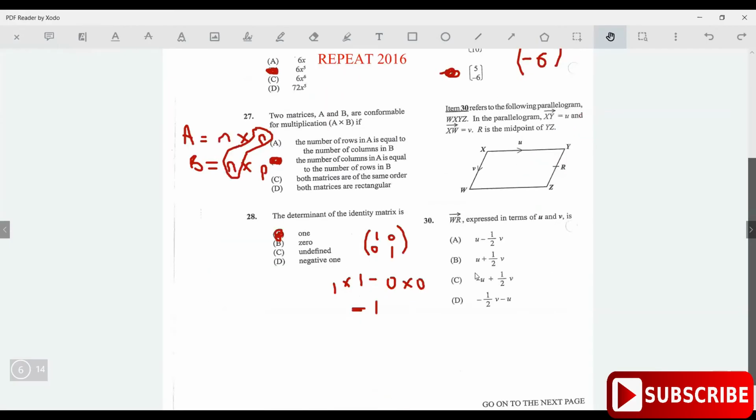Question 30 says, express WR in terms of U and V. All right, let me look at this. So they give us that in the parallelogram.